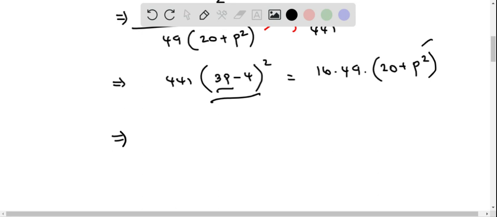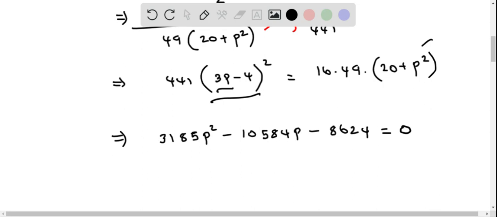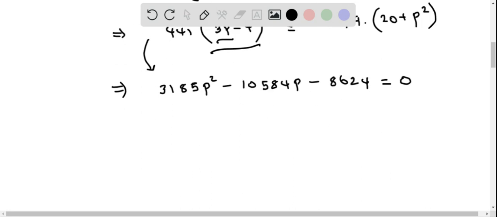this quadratic equation, that is 3185p squared minus, I'm sorry, it is 10,584p minus 8,624 equals 0. So this is the quadratic equation which we get after we do the simplification of this equation. This is basically a quadratic equation which can be solved by using the quadratic formula.